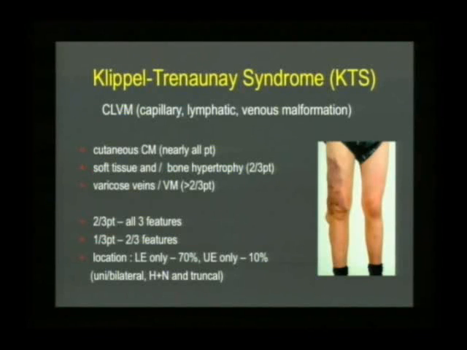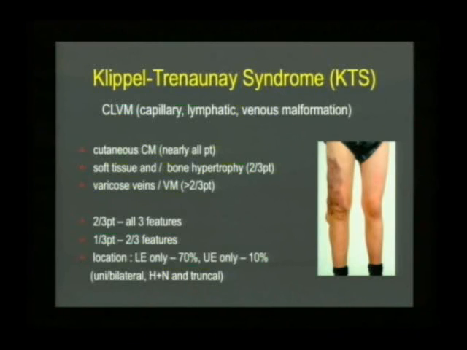The diagnosis of KTS is clinical. You don't need any scans. And the triad of clinical features in order to make the diagnosis of KTS is a cutaneous capillary malformation, which is present in nearly all the patients. So the cutaneous capillary malformation, like the ones I showed you on the face on those two children, is otherwise known as a port wine stain. So, for example, in this boy with KTS affecting his leg, here is his port wine stain, or his capillary malformation. The second clinical feature is soft tissue and bone hypertrophy, which is present in about 2/3 of patients.